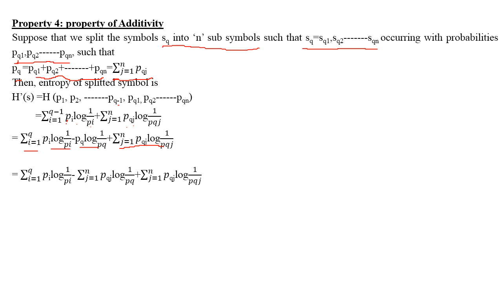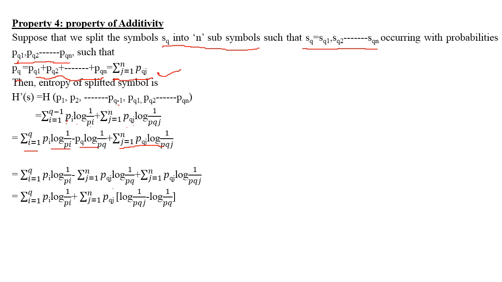Now, since the summation of probability should be equal to 1, we are going to multiply this log 1 by pq with a factor summation j is equal to 1 to n of pqj, as described earlier. We know that it is given by this particular equation. We'll substitute here, plus summation j is equal to 1 to n of pqj log 1 by pqj, equal to summation i is equal to 1 to q of pi log 1 by pi plus summation j is equal to 1 to n. We'll take this common term outside, that is summation j is equal to 1 to n of pqj into log 1 by pqj minus log 1 by pq.